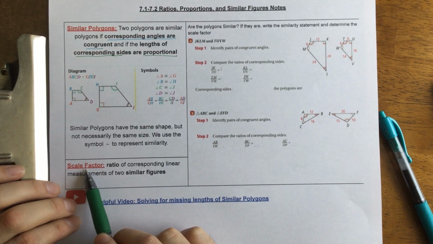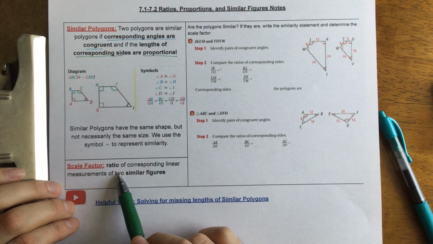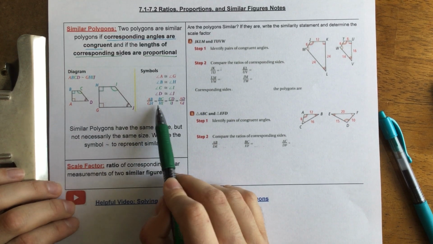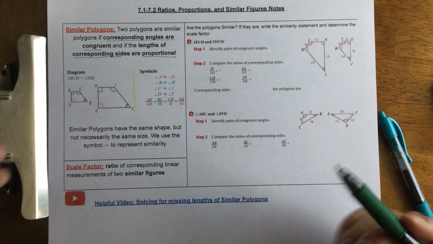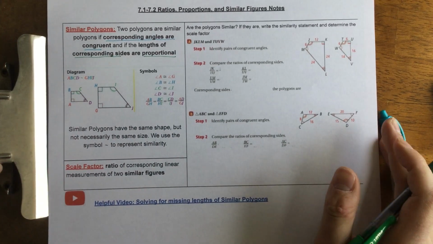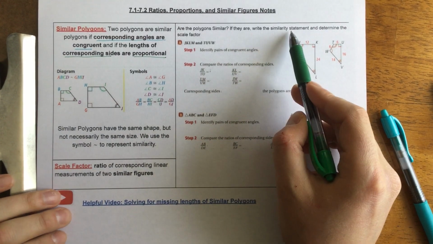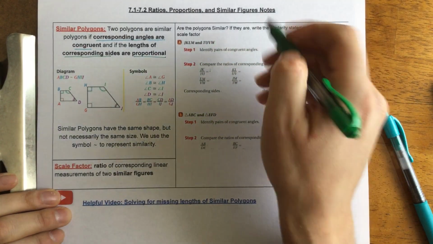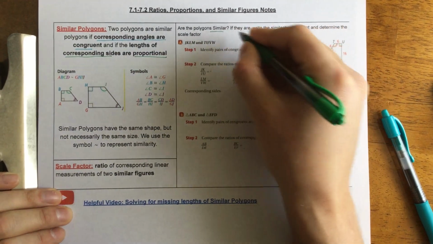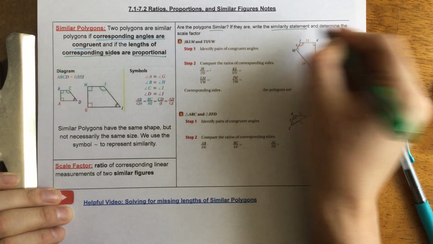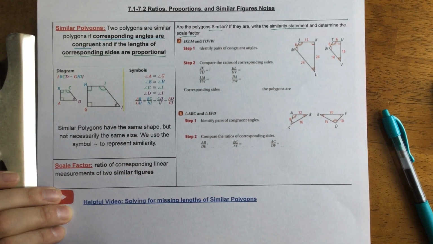The other vocab term we're going to look at is something called a scale factor. It's the ratio of corresponding linear measurements of two similar figures. When we find these ratios and find that they're all equal, they will have a scale factor. So let's look at the first example. Are the polygons similar? If they are, write the similarity statement and determine the scale factor. So we need three things here.